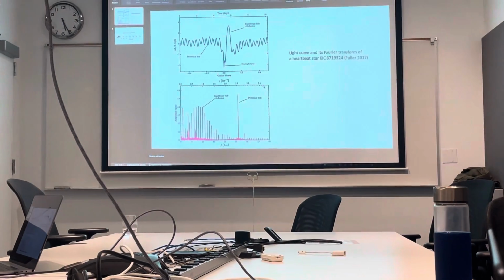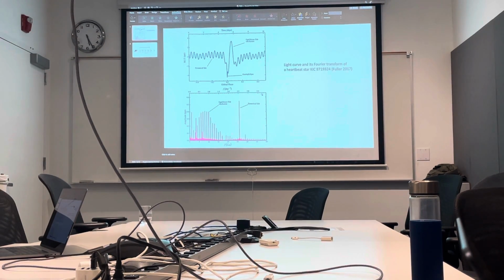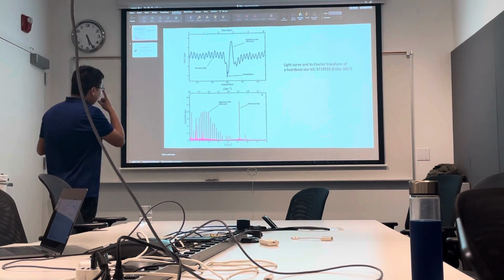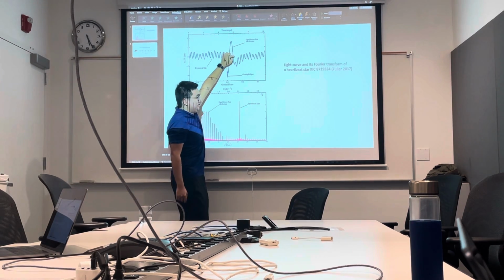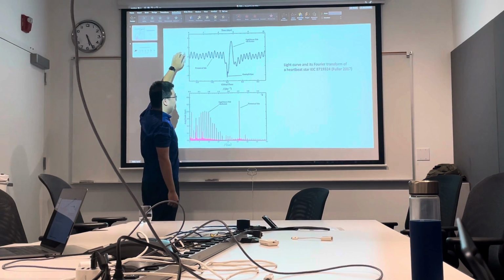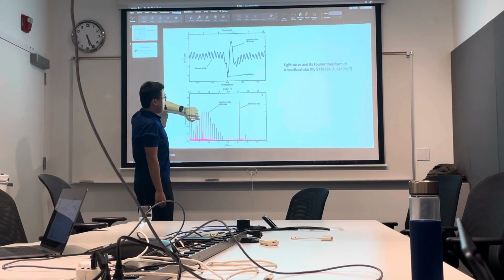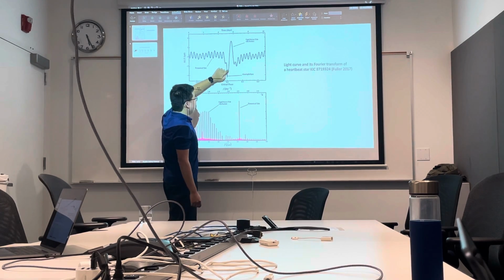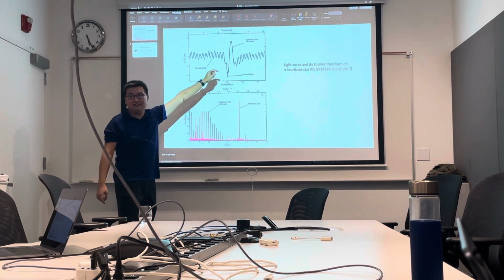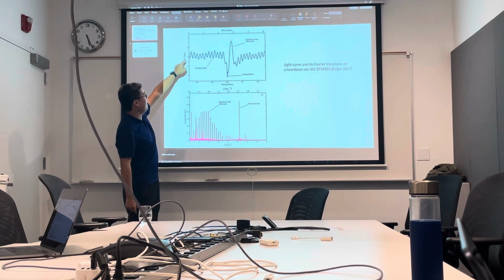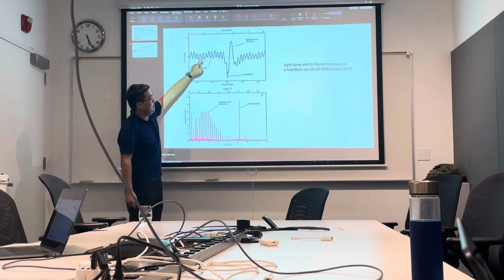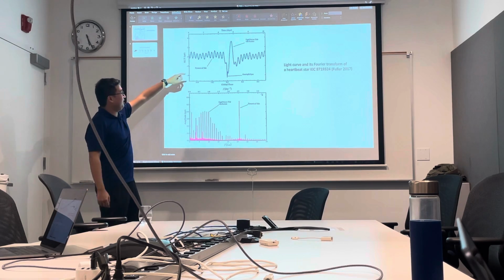So for example, this is a light curve of a system called a Herbig star. This is in the time space, and this is the Fourier space. Notice that there's a very large feature, and that is the equilibrium tide, as I already raised. But you also notice all these high frequency features that appear here.